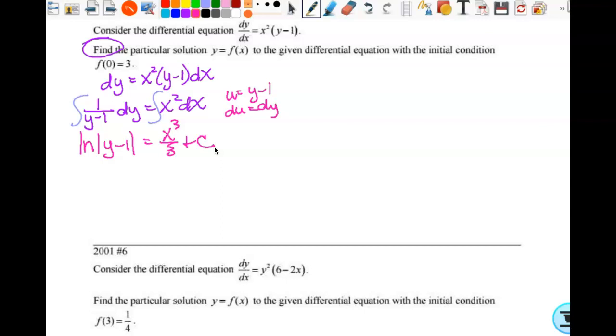What? Why would you have a natural log of 2?